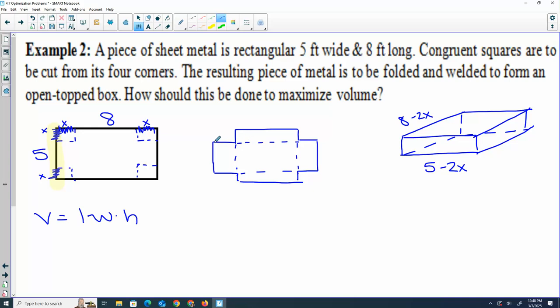So when you folded your box, the tab you folded up, the lengths of those were x. So how tall is this box? Just x, the length of that tab. So when I multiply these, we have x times 5 minus 2x times 8 minus 2x. Now we could do the derivative here, but we'll have to do product rule 3 times, so it might be nicer to multiply it out first. If I FOIL those.